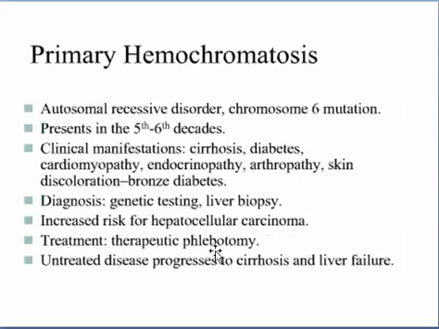The primary type is autosomal recessive and presents in the 5th or 6th decade, and there is increased risk of hepatocellular carcinoma. Untreated diseases progress to cirrhosis and liver failure. This is a primary type, which occurs late in life.